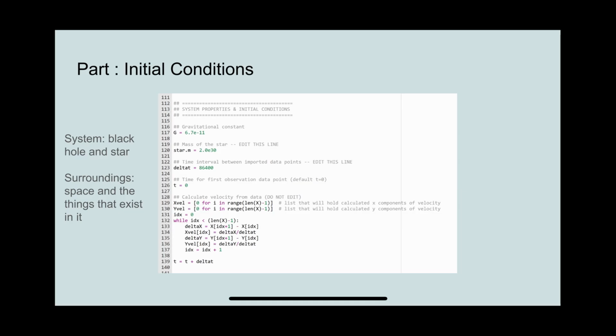The initial conditions for part 1 of the lab are shown below, with the gravitational constant, the mass of the star, and delta T being the number of seconds in a day. The system for this part of the lab would be the black hole and the star, and the surroundings would be the space and the things that exist in it.